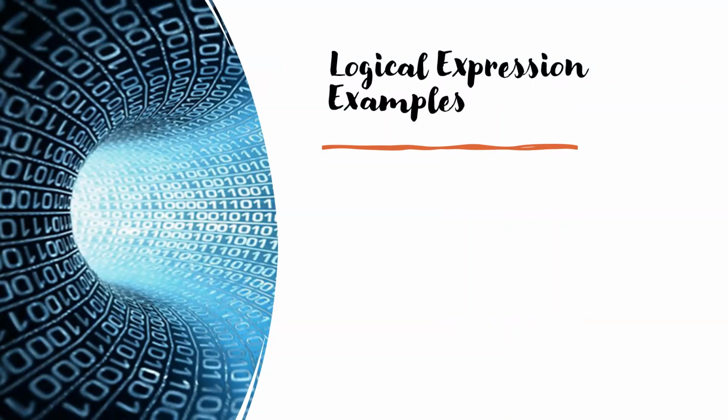So examples, firstly, there's the simple logical expression. A is smaller than or equal to B. This is simple because it's not interlinked by any logical operator such as AND or OR. It's just a simple logical expression with a relational operator. C is equal to D, likewise. Equals to, which is a relational operator. No logical operator whatsoever. So it's a simple logical expression.